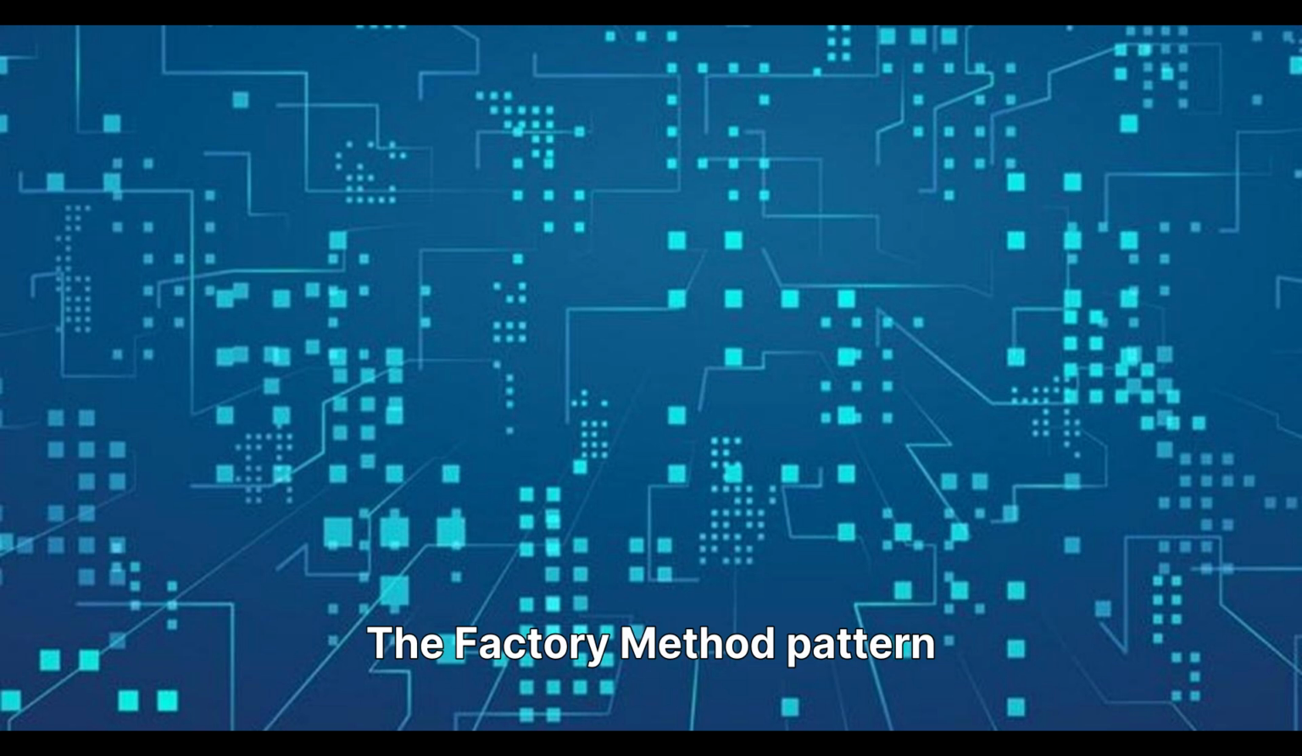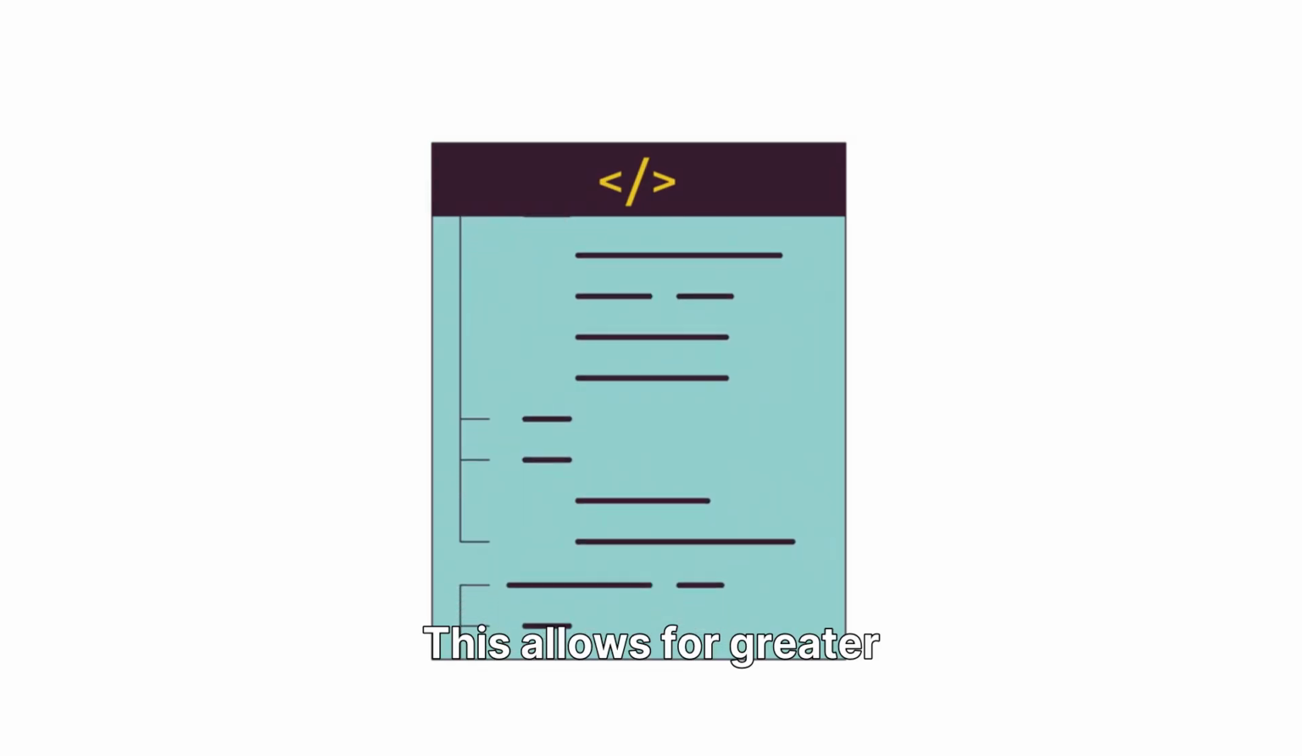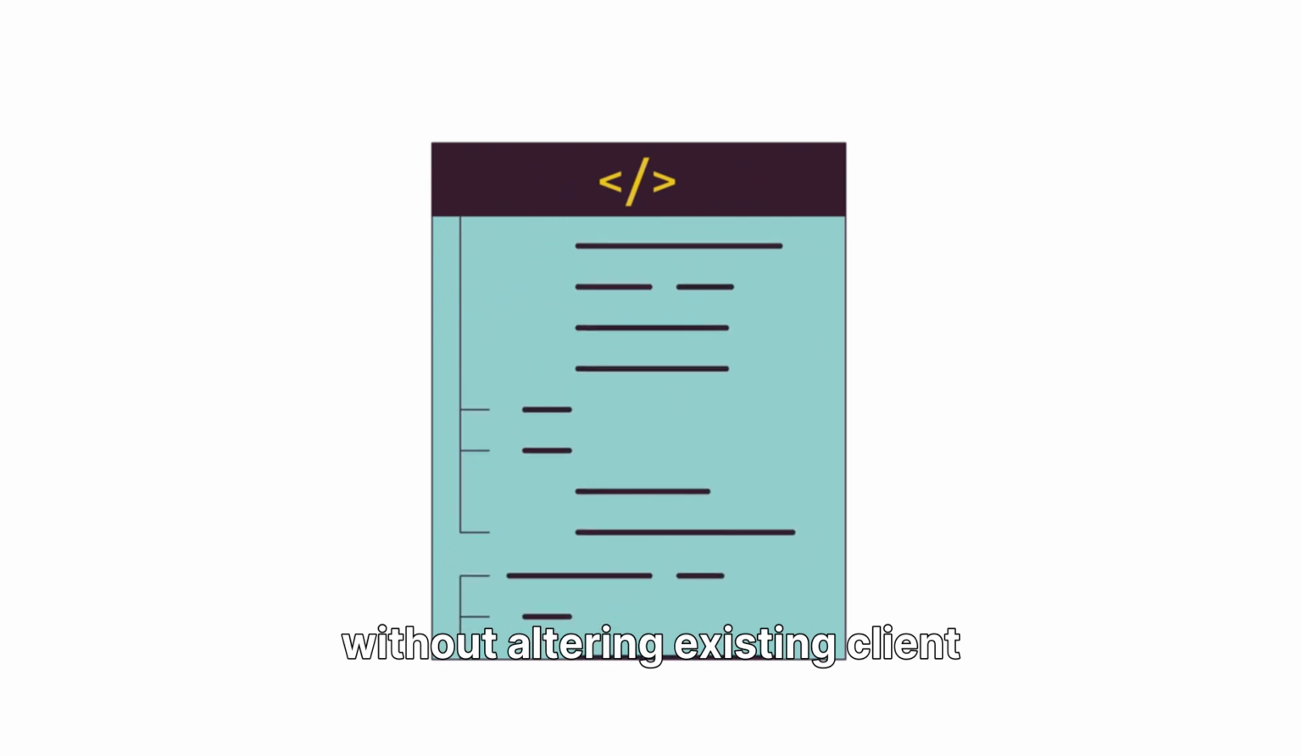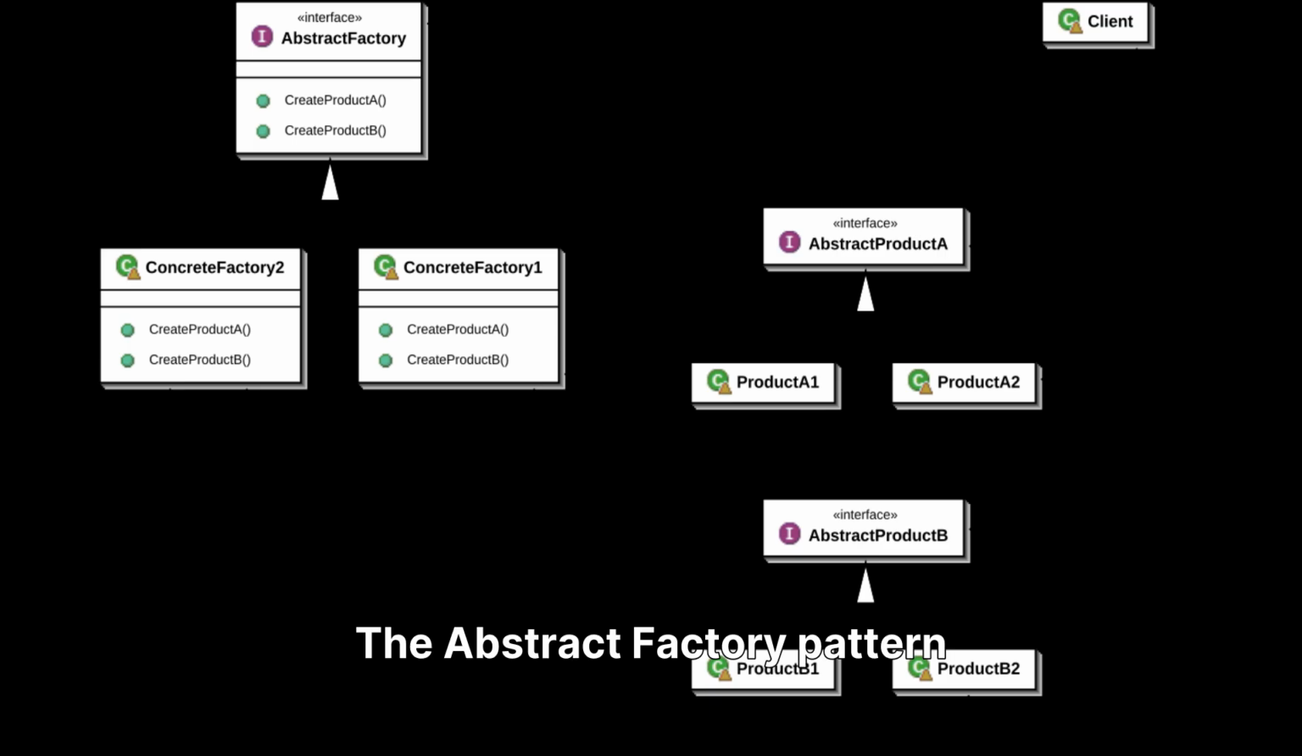The factory method pattern moves the responsibility of object creation to subclasses, defining an abstract method in a base class that concrete subclasses implement. This allows for greater flexibility, as new product types can be introduced without altering existing client code. The abstract factory pattern lets you produce families of related objects without specifying their concrete classes, often used with the factory method.